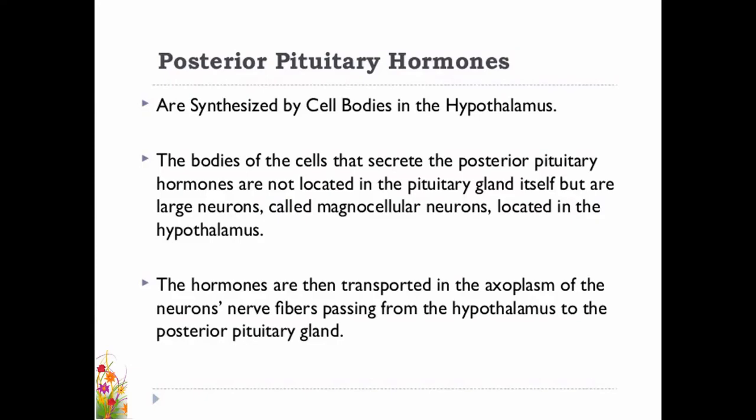Okay, and these hormones then will be transported through some nerve fibers from the hypothalamus to the posterior pituitary gland. So the content of this slide is very simple. The first one says that the posterior pituitary hormones are produced by cell bodies in the hypothalamus, and these hormones will be transported to the posterior pituitary gland through some nerve fibers. Okay, just remember these things. That's enough.